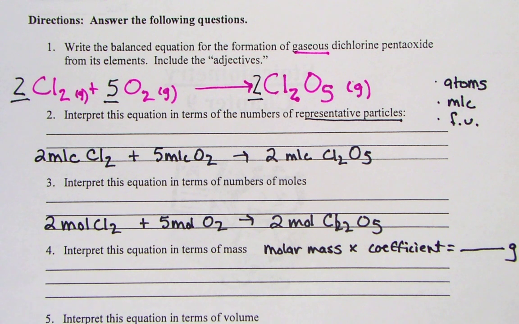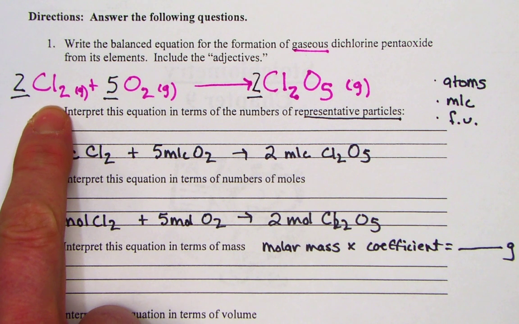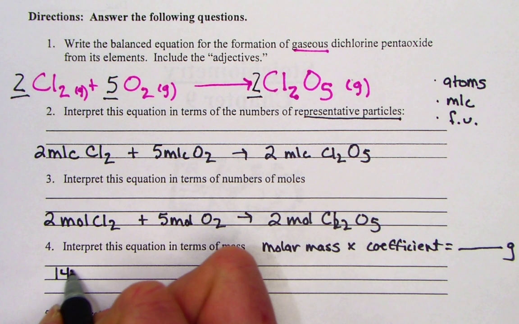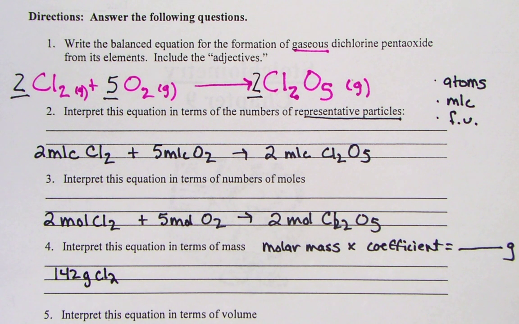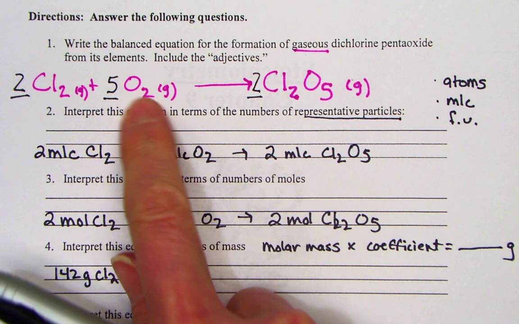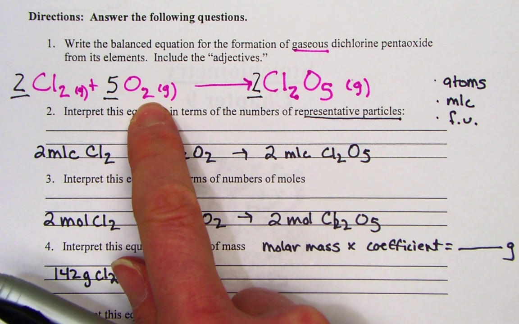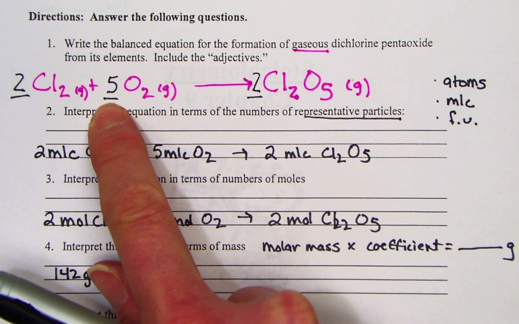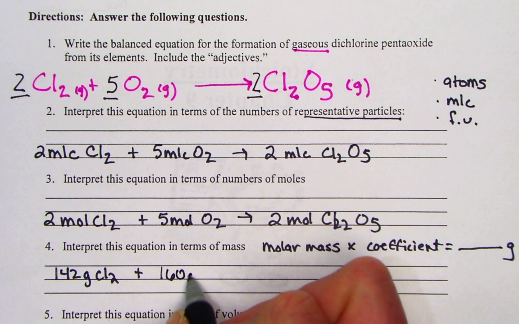So when I'm thinking about interpreting this, I need to do a little molar mass work. Chlorine, who has a molar mass of 35.5, there's 2 of those. So the molar mass of Cl2 is 71. I take 71 times the coefficient of 2, and that tells me I have 142 grams of the molecule chlorine. That will react with the molar mass of O2, which is 16 times 2, gives me 32, and I multiply that by the coefficient of 5. I have 160 grams of the oxygen.